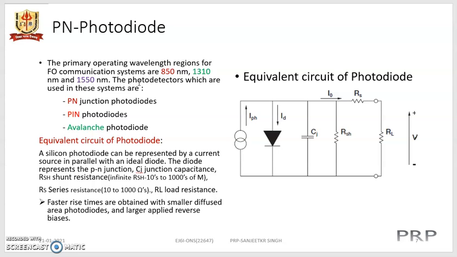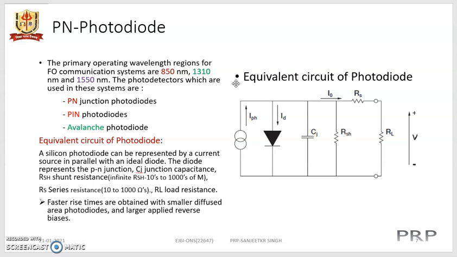Generally the operating wavelengths for optical fiber communication are 850 nanometer, 1310 nanometer or 1550 nanometer. The photodetectors used in these systems are the PN junction photodiode, PIN photodiode, and avalanche photodiode. Here on the right hand side we have the equivalent circuit of a photodiode.